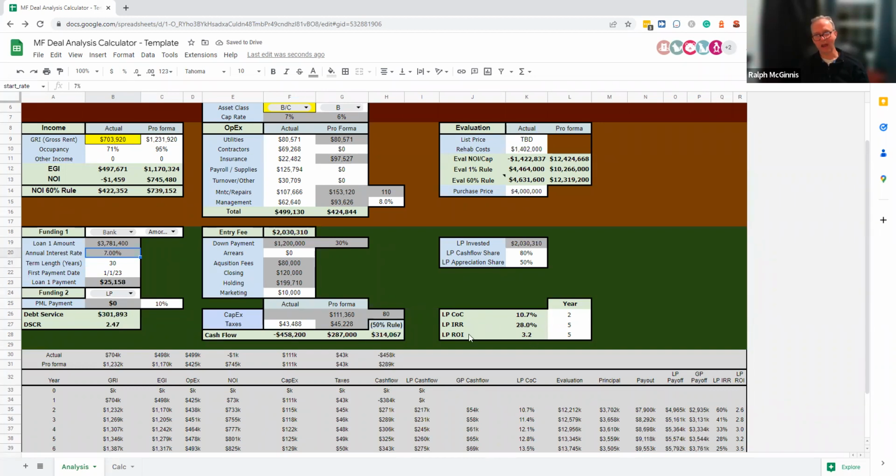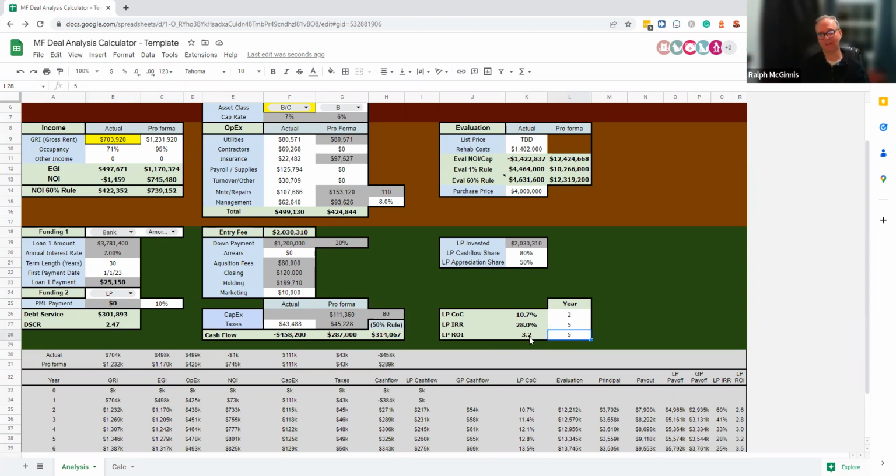And the ROI is basically if they put in $100, they have 3.2x their money over those 5 years. So if you're looking at a project that they're going to exit out of in a few years, you want to look at what's the multiplier of their money that they put into it.